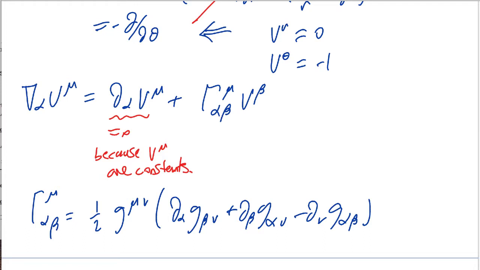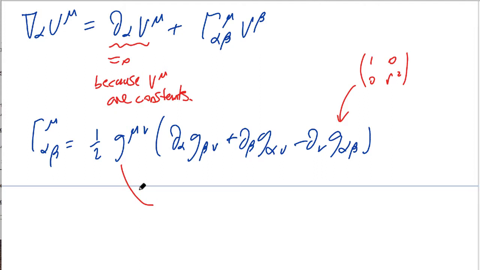The metric, these components, remember, are 1, 0, 0, and r squared. The inverse metric, that's just the inverse of this in the matrix sense, so it's easy to invert a matrix that's diagonal. We just invert the diagonal entries. So it's 1, 0, 0, and 1 over r squared.